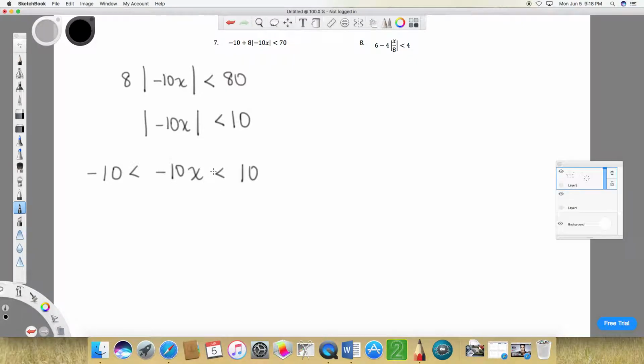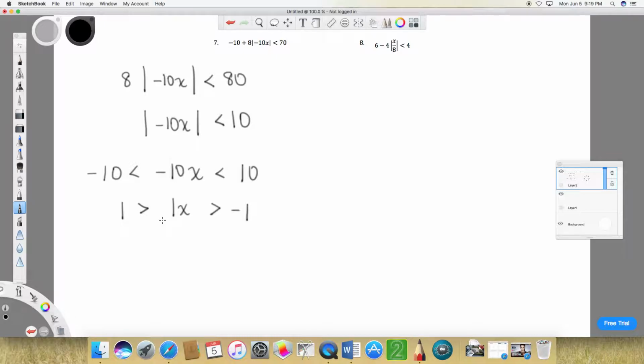This time I have to be careful, because when I divide all these sides by a negative 10, the arrows are going to change direction. So a negative 10 divided by a negative 10 is positive 1. And since I divided by a negative number, I have to change the direction of that inequality. And negative 10x divided by negative 10 is 1x. Here I also have to change the direction of the inequality, and a positive 10 divided by a negative 10 is negative 1.